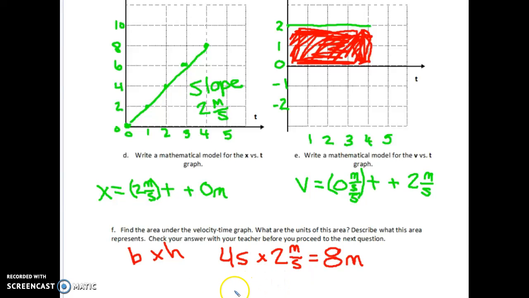And then it says, describe what this area represents. I'm not going to answer that part because I think you can figure that out on your own, but it might help to look at this value and look back at both your position versus time graph and also your motion map. All right, good luck.